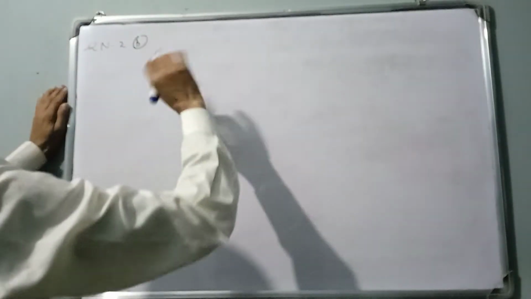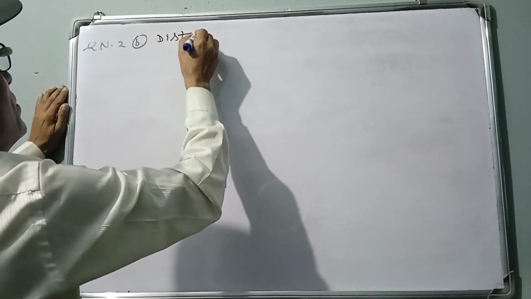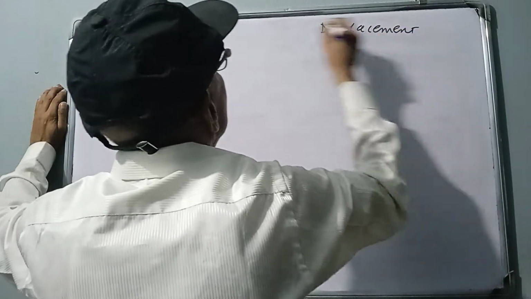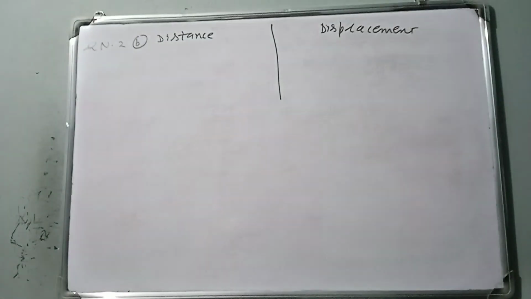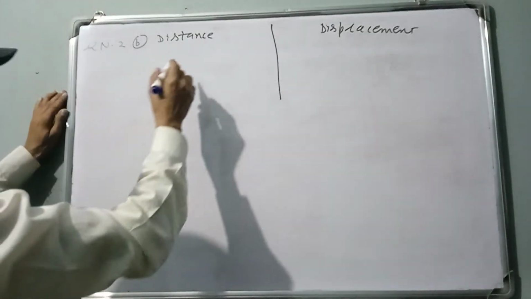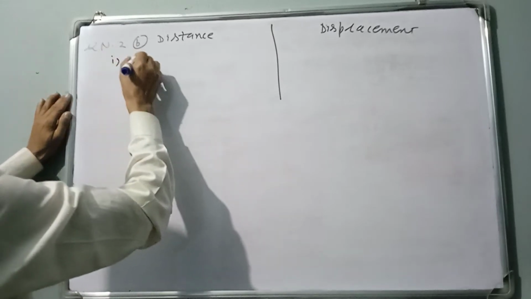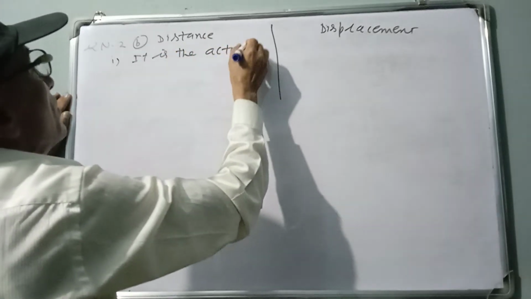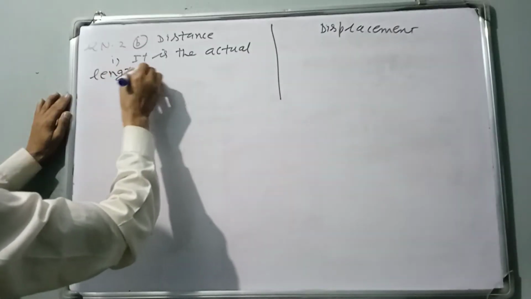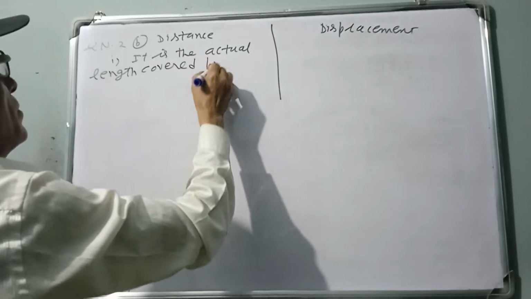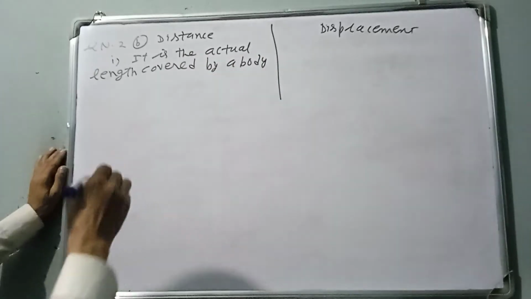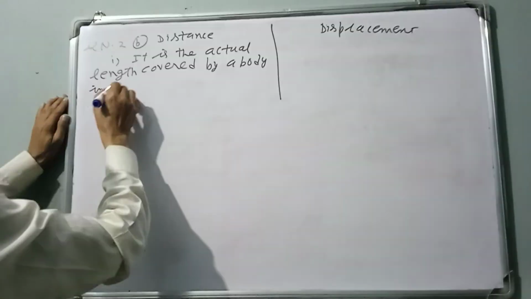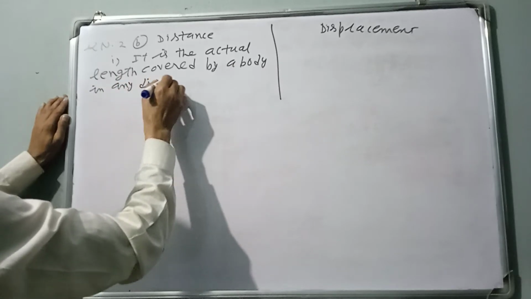For example, distance and displacement. Main difference between distance and displacement: distance is the actual length covered by a body in any direction.